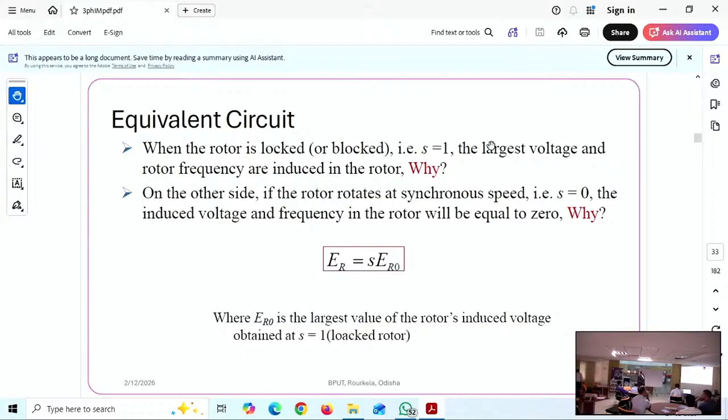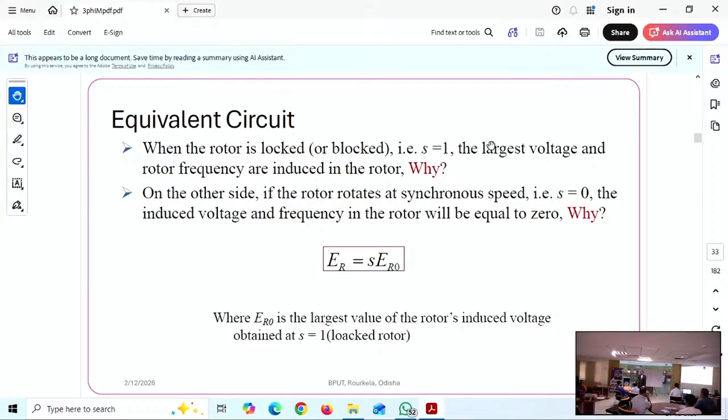This part we have already discussed, because in the beginning we said that for rotor induced EMF, when the rotor is not rotating, slip is 1 in an induction motor. When the rotor is not rotating, slip is 1. The EMF induced in the rotor is maximum because the relative speed, the synchronous speed, is maximum. So that EMF is ER0 in this equation. The right hand side ER0 is that EMF.